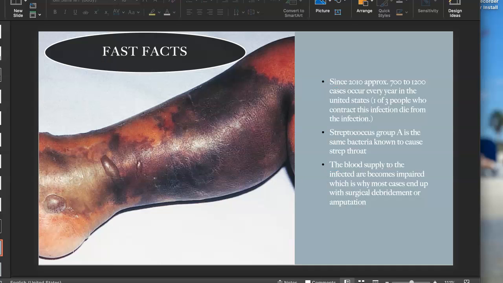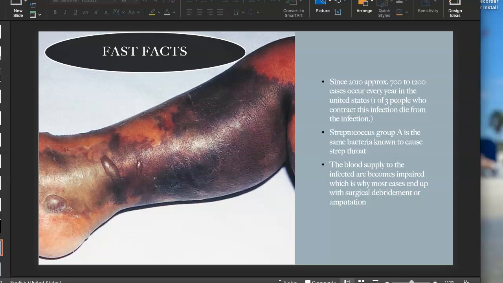Some fast facts about necrotizing fasciitis. Since 2010, approximately 700 to 1,200 cases occur every year in the United States. One of three cases who contract this infection do die from this infection. Streptococcus group A, which is the Streptococcus in necrotizing fasciitis, is also the same bacteria known to cause strep throat.